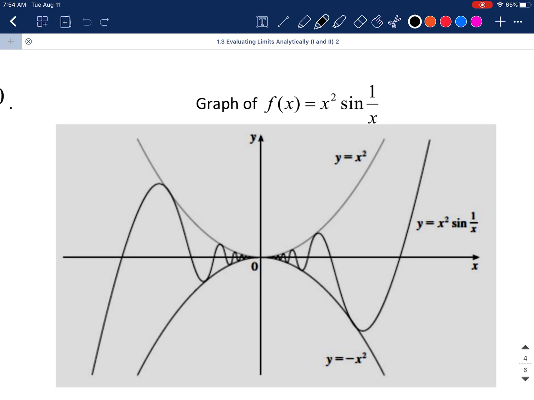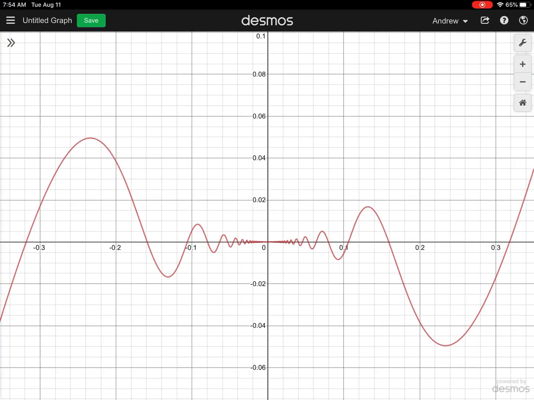So before we get into that, I actually want to look at it with just the function itself. So this is x squared sine 1 over x. We've got this kind of interesting wavy behavior on the outside. X squared sine 1 over x is an odd function because sine is an odd function. X squared is an even function, but that sine 1 over x will give us the symmetry about the line y equals x.